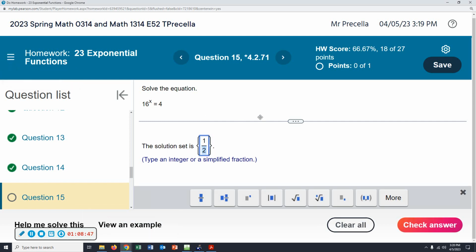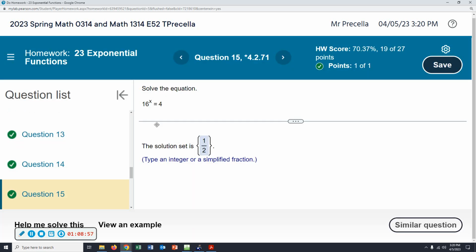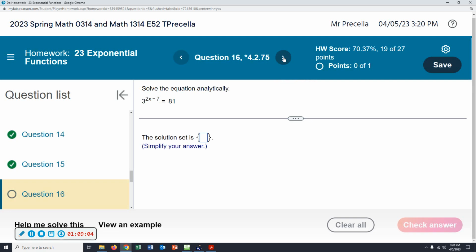If there weren't a common base, then we would have to be doing something with logarithms, which we're not ready to do yet. But it's a good question to ask. Well, what if there isn't a common base? You'll be able to answer that in 1 week's time. Let's see, no, Wednesday. Okay. But number 16. This is a better one than number 15, I think. 3 raised to the 2x minus 7 power equals 81.